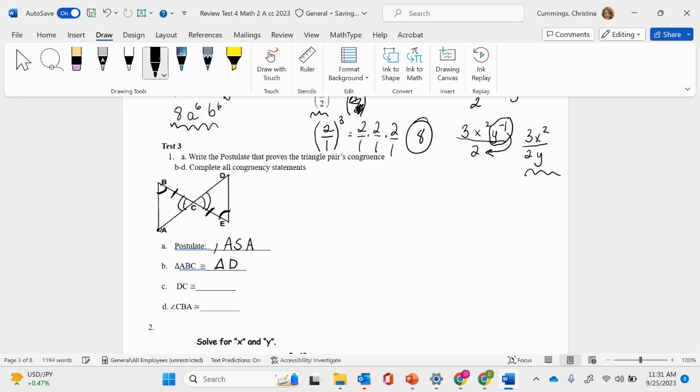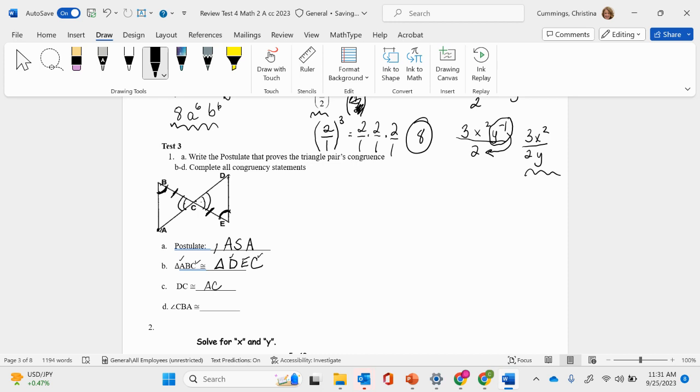Okay. B has this angle. E has this angle. B and E are congruent, which means that C is congruent to C. Triangle DEC. All right, now DC is congruent to, here's D, here's C, congruent to AC. They occupy the same positions in the triangle congruency statement.